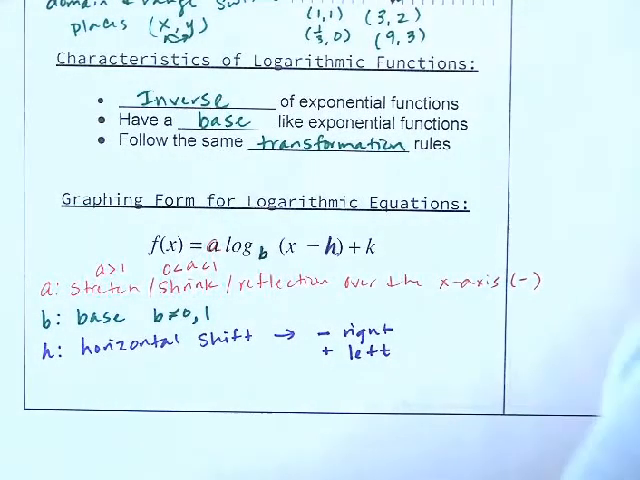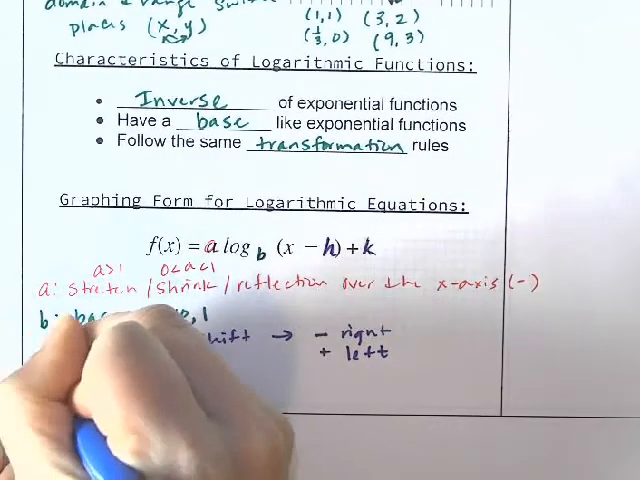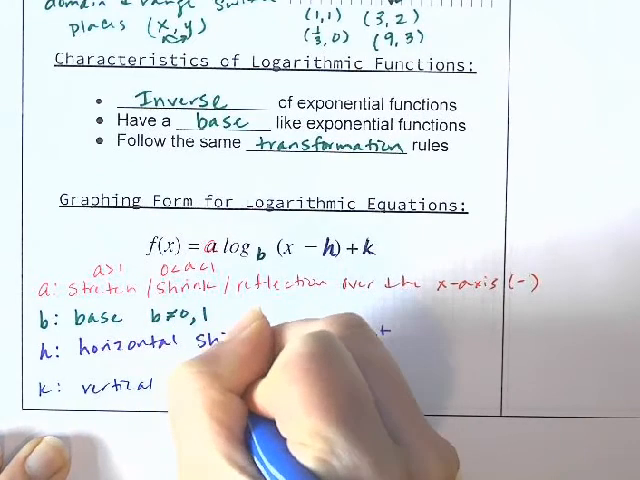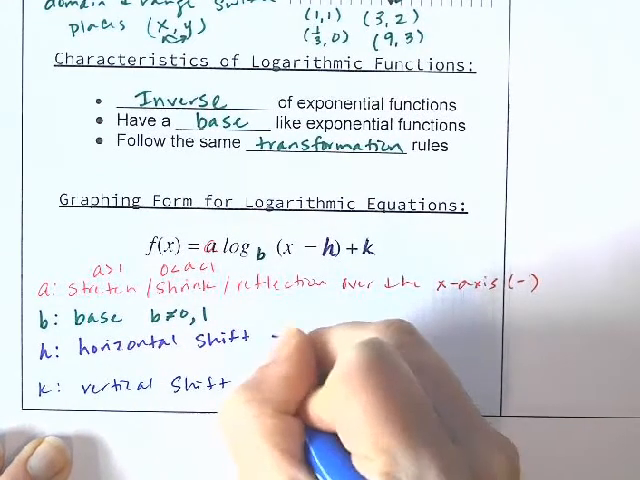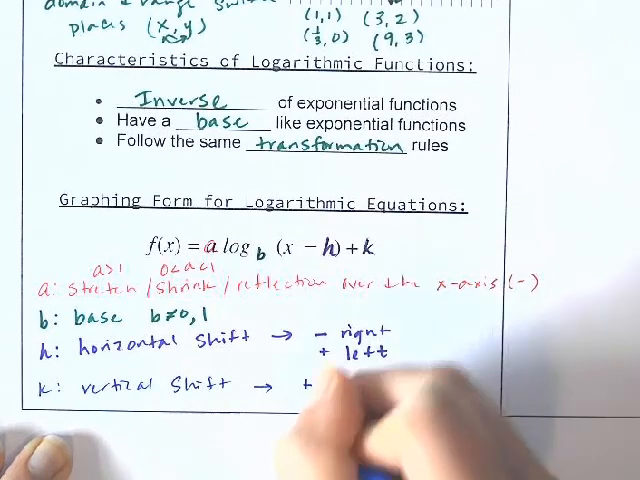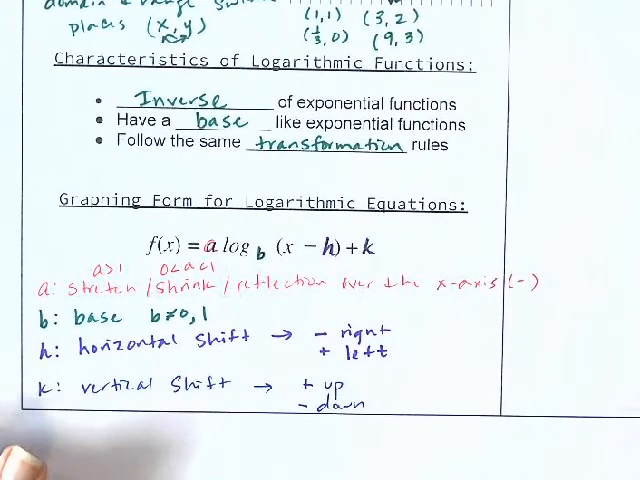And then lastly, the k is going to represent a vertical shift. And this one does kind of follow the typical pattern. So if you see a plus a number, that means up. And if I see minus a number, that means down.